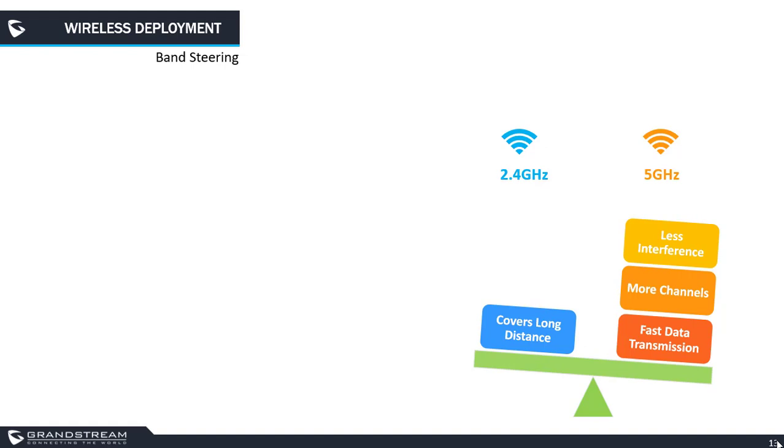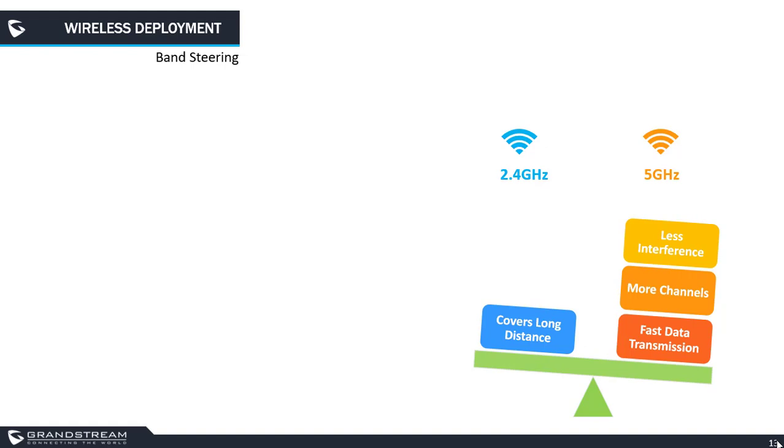But if you have video devices or video conferencing solutions, like the GXV 3300 or the GVC 3200, you definitely want to use 5 gigahertz because of the fast data transmission that 5 gigahertz provides, and that is also required by video solutions.